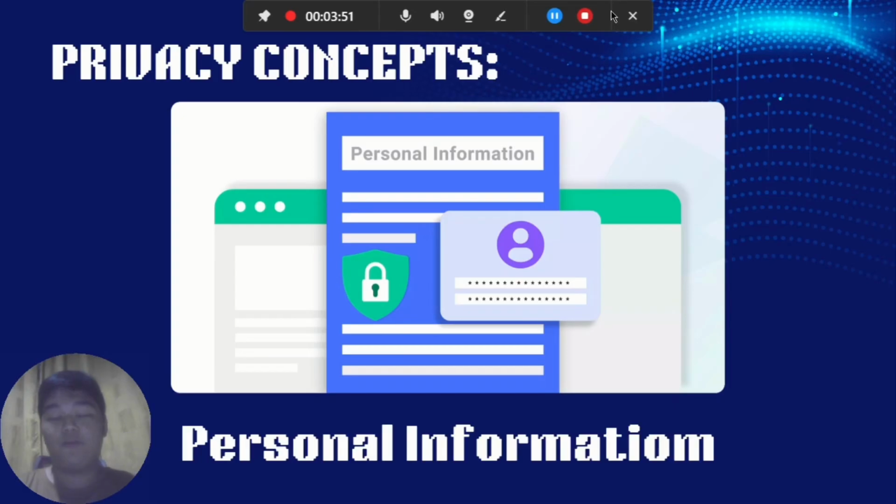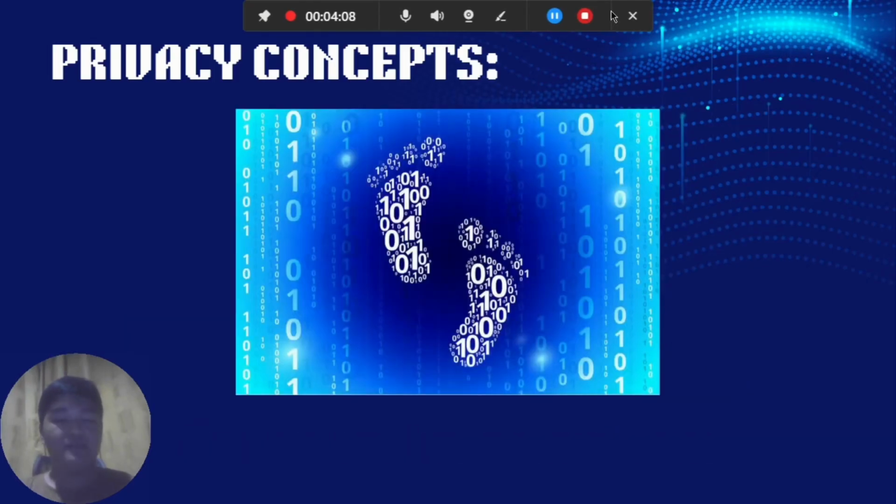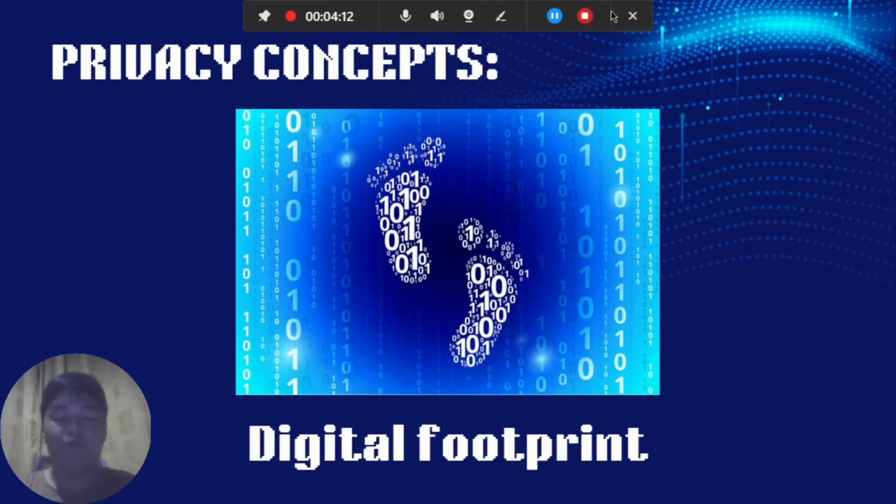Personal information or personal data is defined as any information relating to a specific person, an example being the usernames or passwords that they use, their mobile numbers, their address, and so on. Next image, another obvious one, is, that's right, digital footprint.